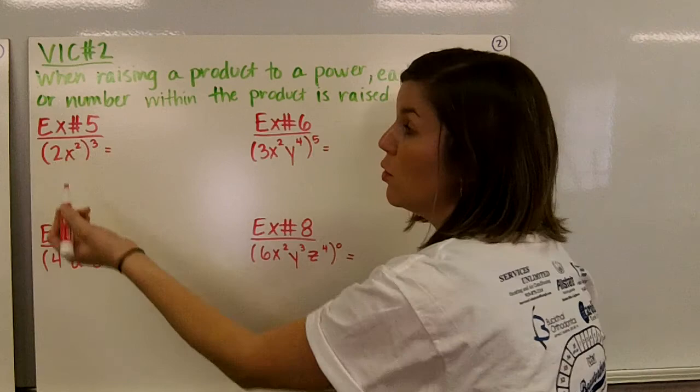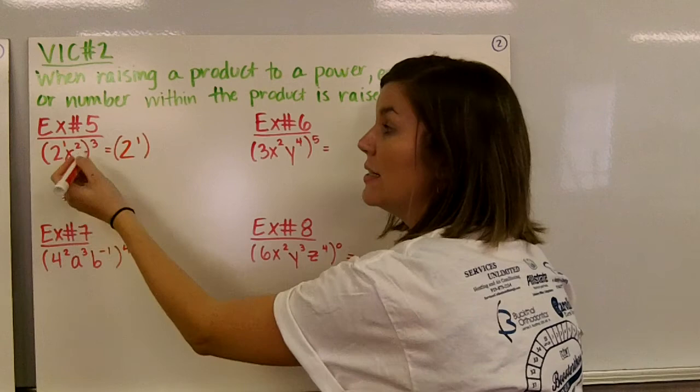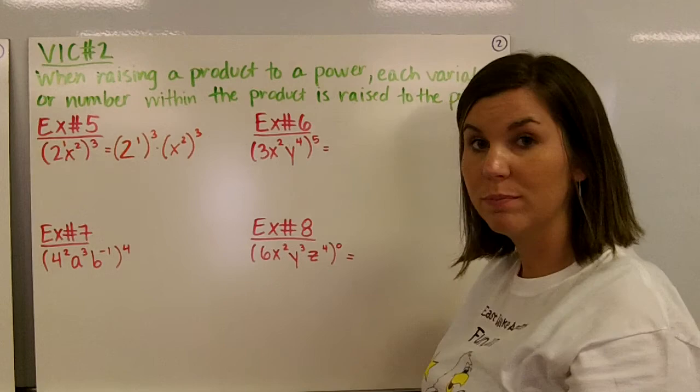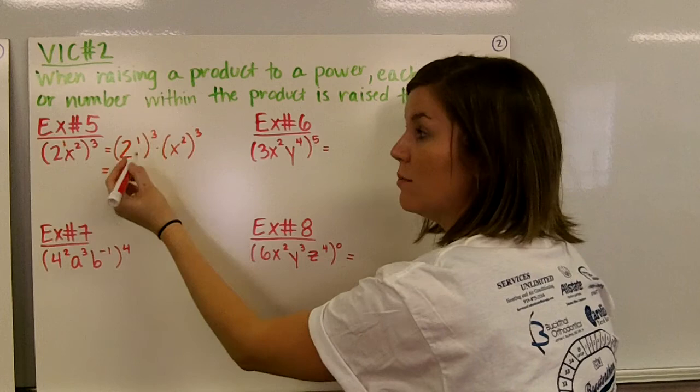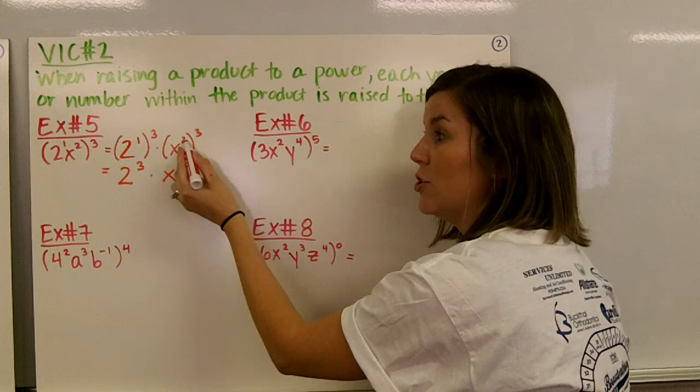So 2, right now it's to the 1st power. So this is 2 to the 1st times x squared. And these are each to the 3rd power. So to the 3rd power and to the 3rd power. So we do a power to a power, multiply. 1 times 3 is 3. Keep the base. And we have 2 to the 3rd power. X to the 2nd power to the 3rd power. Keep the base. And 2 times 3 is 6.